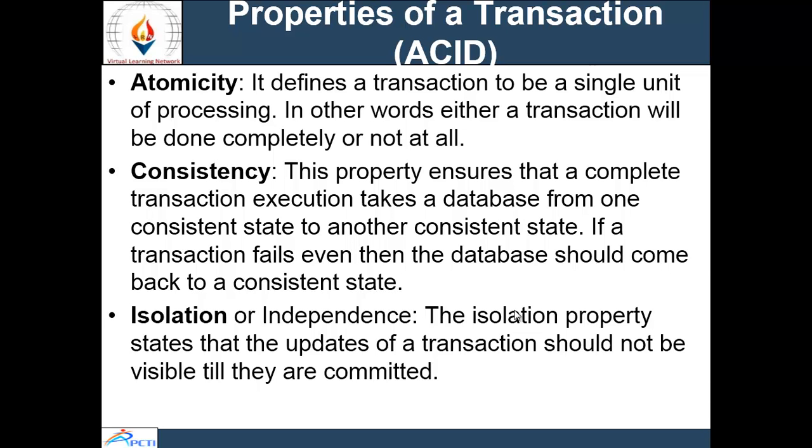It states that the updates of our transaction should not be visible till they are committed, or if there are two or more transactions executing concurrently, then isolation is going to be handled. For example, if there are two transactions, T1 and T2, and in T1 we transfer 500 rupees from A to B, which performs a read operation on A, then a write operation on A, then a read operation on B, and a write operation on B. Then if there is a second transaction, we display the amount A plus B, that is, read operation on A and read operation on B.